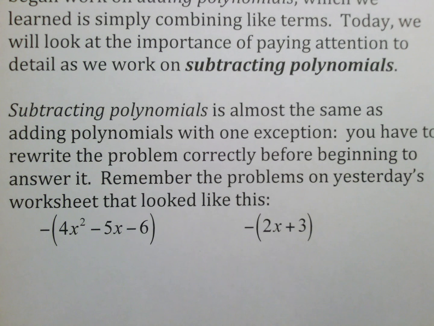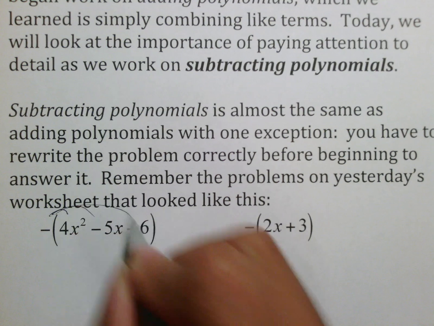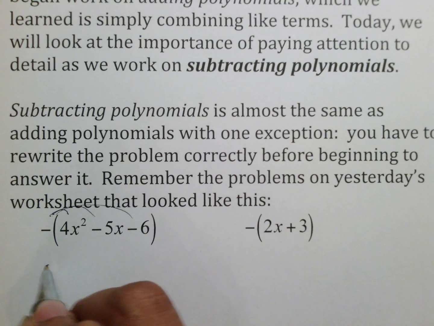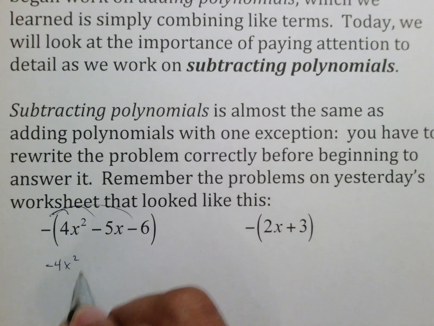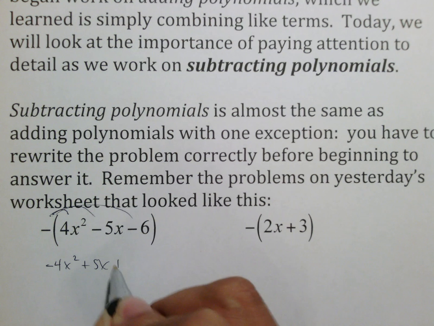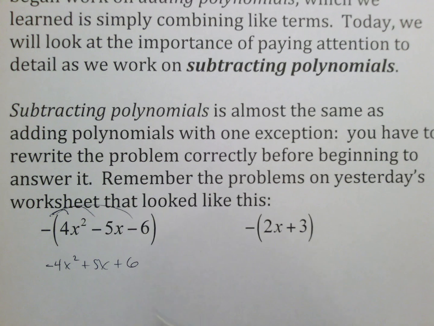It goes back to that thing I told you about pride again. These questions aren't hard. You just have to make sure you care enough to get them right. Remember the problems on yesterday's worksheet that looked like this. You had the ones with a negative sign outside of parentheses, and all we had to do was distribute that negative and switch everything. So we would rewrite this as negative 4x squared plus 5x plus 6. Not hard to do, but it's something you have to pay attention to.